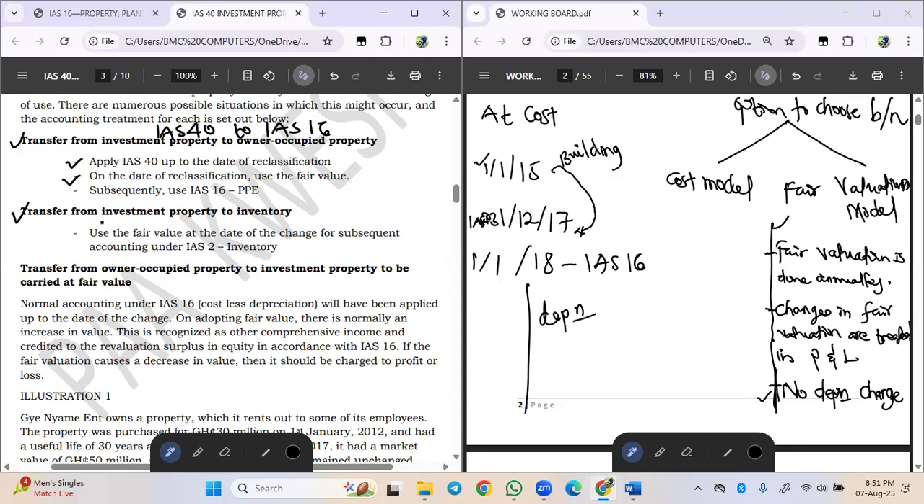Let's talk about from investment property to inventory. Now, this one, most times, there's one common example here: the real estate. You know, a building can be an inventory for a real estate company. Do you know that?